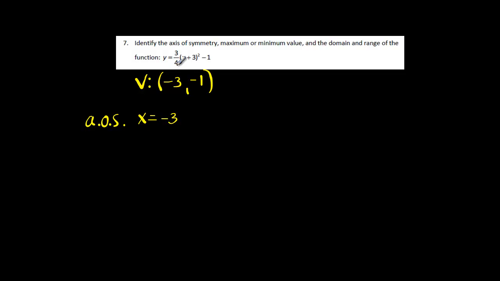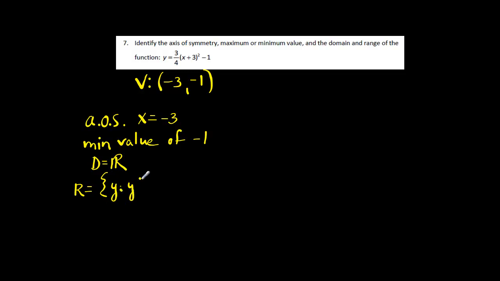It is opening up because a is positive. So if it opens up, that means it's going to have a min value. That value is going to be -1. The domain is all reals. The range, since it opens up, is going to be the set of all y's such that y is greater than or equal to the min value. And that's done.